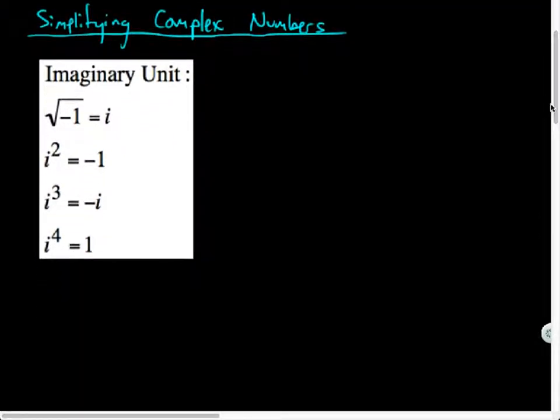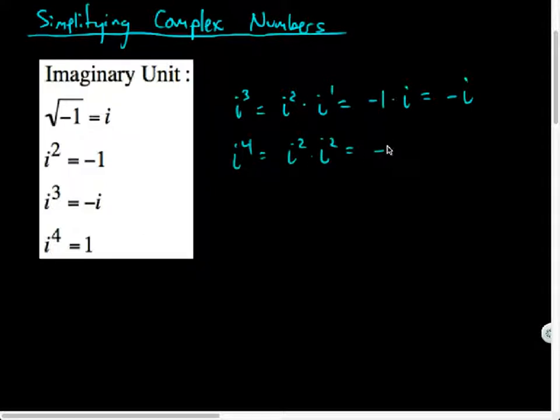So the first thing you need to know about imaginary numbers is that the square root of -1 is equal to i, and i squared is equal to -1 by definition of a square root. And i cubed, I'll derive that real quick, would equal i squared times i, which is -1 times i, or -i. And i to the fourth, everybody's favorite, you could view as i squared times i squared, which is -1 times -1, which is +1.